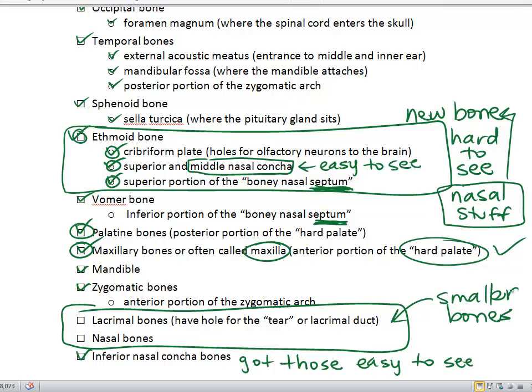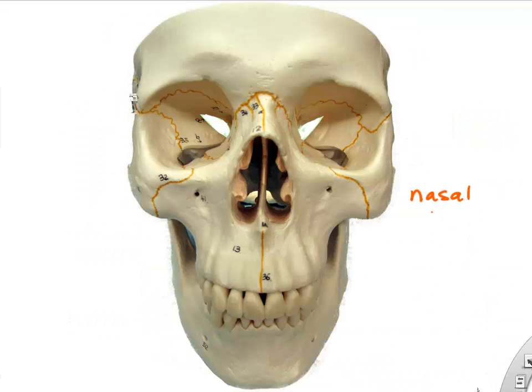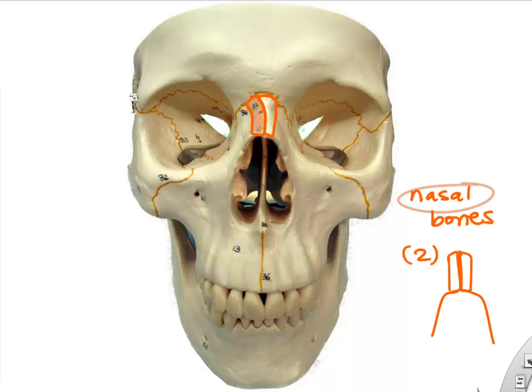And finally, I wanted to end with a couple of smaller bones. The nasal bones are right there, sort of what people would maybe consider the bridge of their nose. So the nasal bones are easy to find. They're right there centered above the nose. There's two of them, the two nasal bones. The next bone I wanted to point out is called the lacrimal bone.